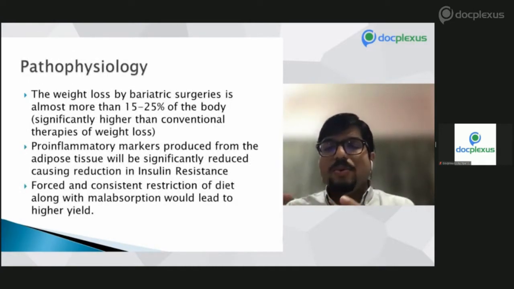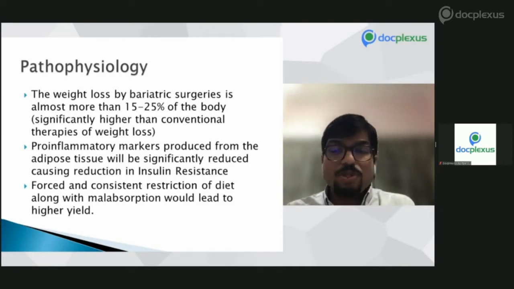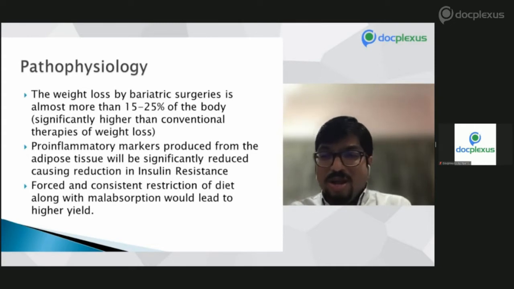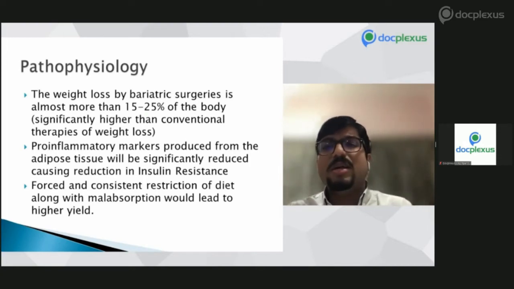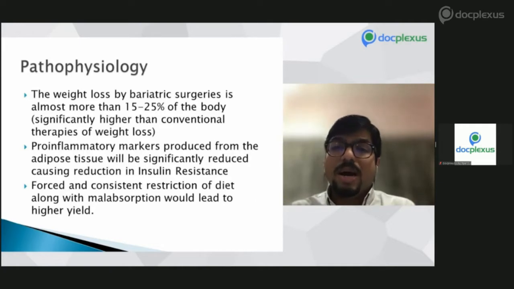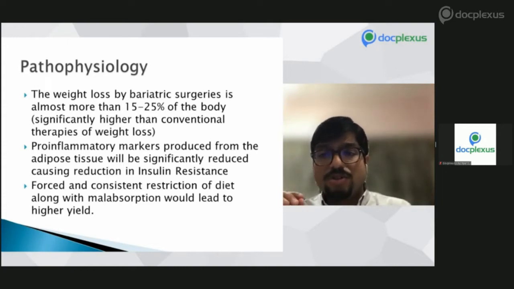Now, when we see weight loss with any bariatric surgery, what is the pathophysiology of diabetes control? The weight loss by bariatric surgery is almost 20 to 50% of the body's weight, which is significantly higher than any conventional weight loss therapies you might have seen. All the pro-inflammatory markers which are produced from the adipose tissue, which is your interleukin 6, your IL-1, your TNF alpha, your homocysteine, your insulin resistance factors, CRP, the HSCRP as we call it, all of them are significantly reduced, causing a reduction in insulin resistance. And forced and consistent restriction of diet, along with malabsorption, would lead to a higher yield.